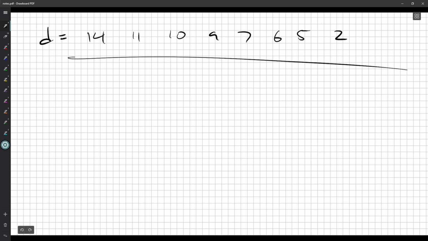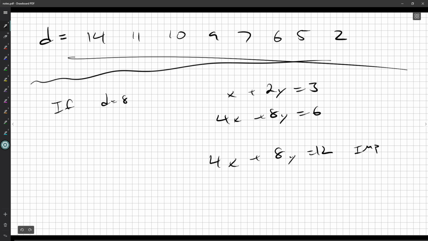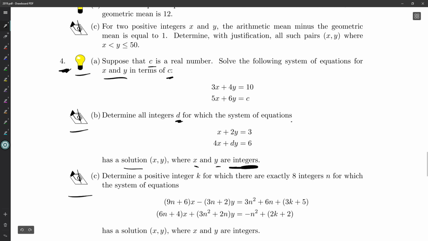Yeah, what if d equals 8? We got x plus 2y equals 3, 4x plus 8y equals 6. But multiply that first equation by 4, you'll get 4x plus 8y is 12. Impossible. Okay, good. Always got to worry about dividing by 0. Okay. So, B part all done.